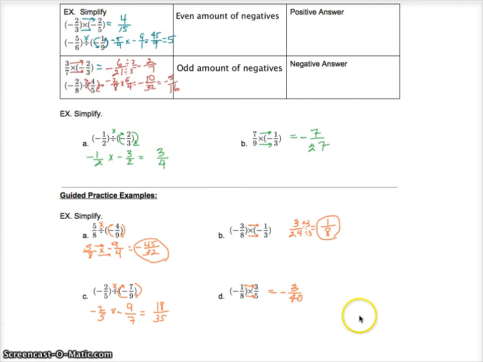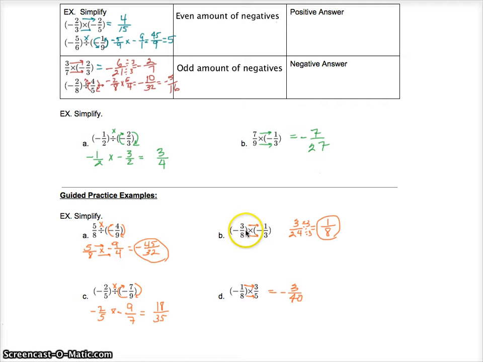For our guided practice examples, here are the solutions. For part A, we had 5/8 divided by -4/9. We've got to multiply by the reciprocal. So I end up with 5/8 times -9/4. 5 times 9 is 45. 8 times 4 is 32. I have an odd number of negatives, so it makes my answer negative.